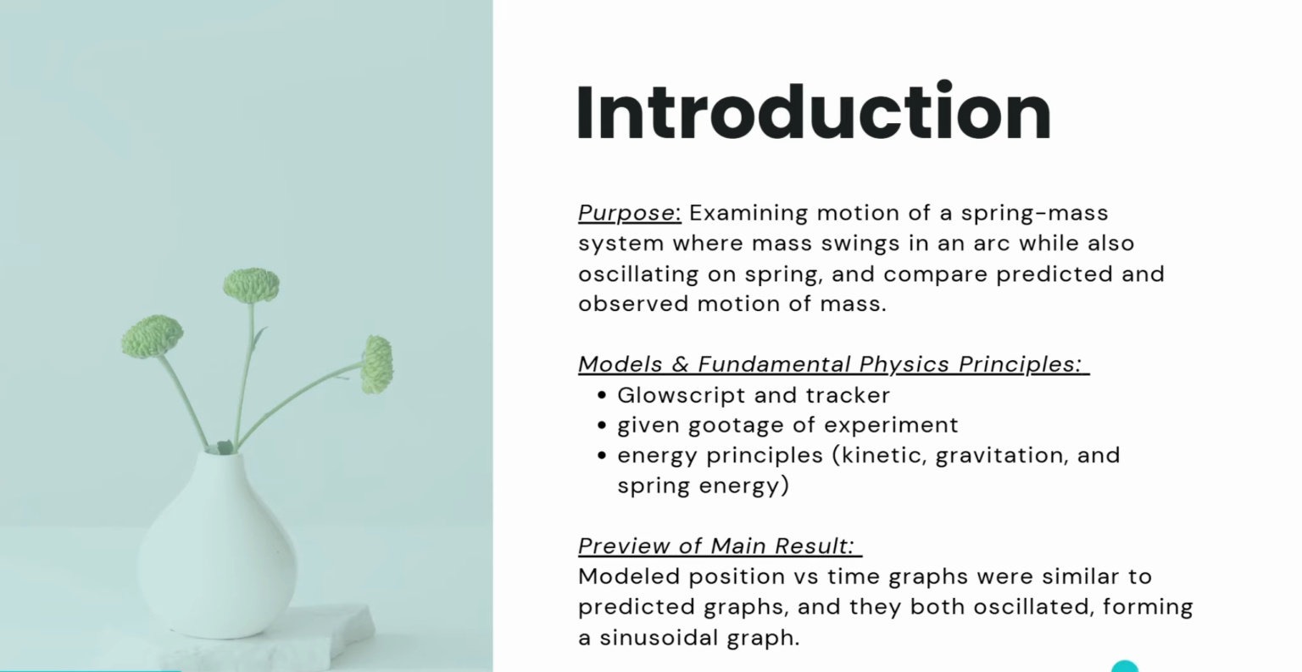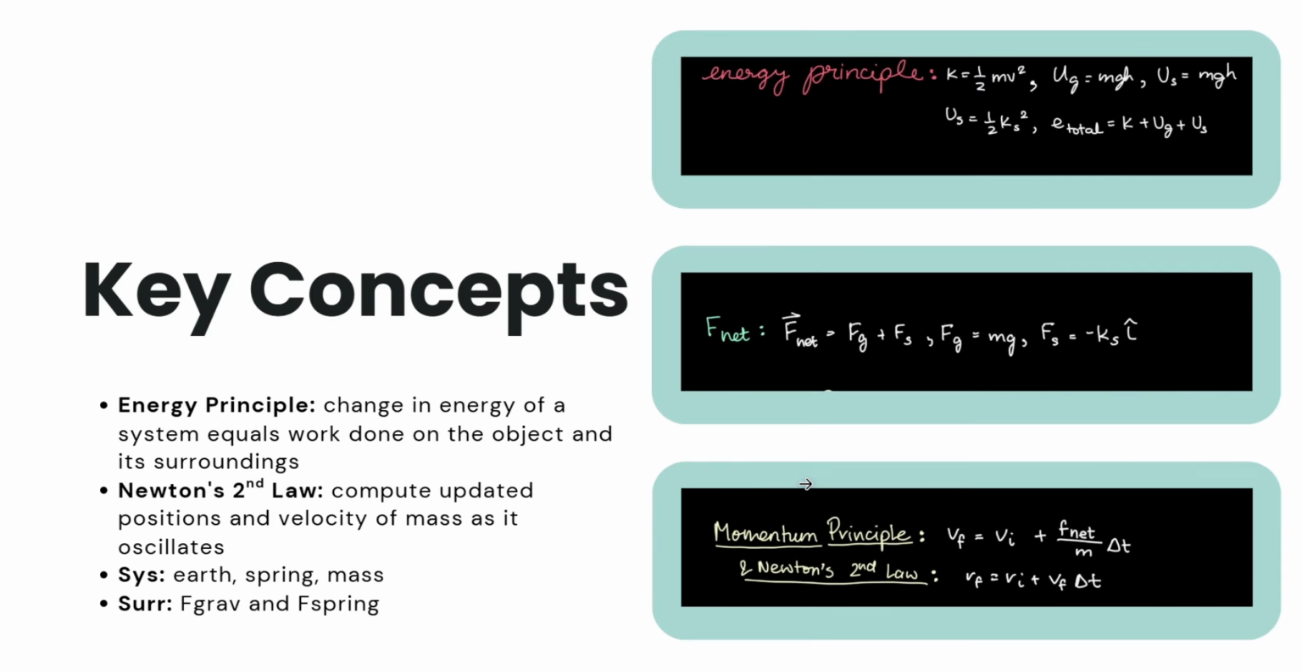As for the preview of the main result, we modeled position versus time graphs, and they were similar to the predictive graphs, and they both oscillated, forming a sinusoidal graph. As for the key concepts, we have the energy principle, which is the change in energy of a system equals the work done on the object and its surroundings. We also had Newton's second law, where we computed the updated positions and velocity of the mass as it oscillated.